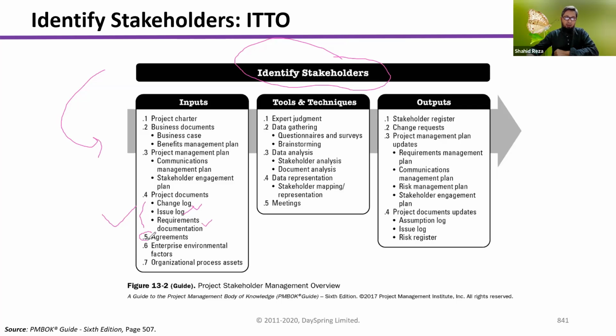And this is important. Number 5, agreements. Agreements means if you already have any contract with a vendor or supplier, you will see the names of key stakeholders. Who will be the key person for communication? Who will be the project manager on the vendor side? Who will be the main contract administrator? These people's names will be there, so we have to collect those names from agreements.